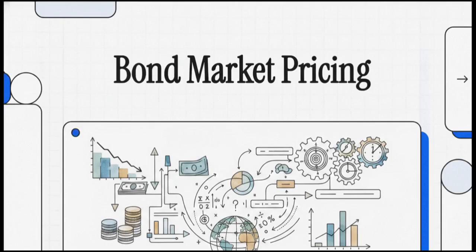Welcome to The Explainer. Today, we're breaking down a topic that often feels incredibly backward, honestly, even to seasoned investors. We're talking about the mechanics of how the bond market actually works. If you've ever looked at bond prices and felt like the math was operating in some kind of parallel universe, well, you're in the right place. We're going to visually unpack exactly how these assets are priced, traded, and evaluated.